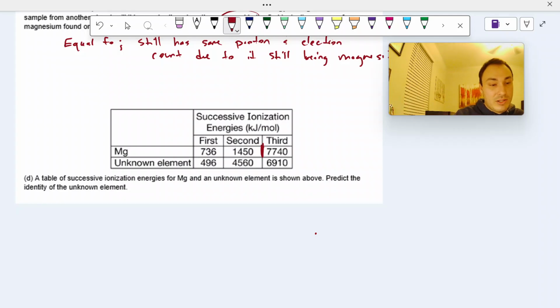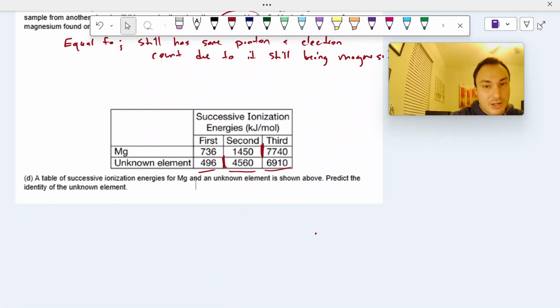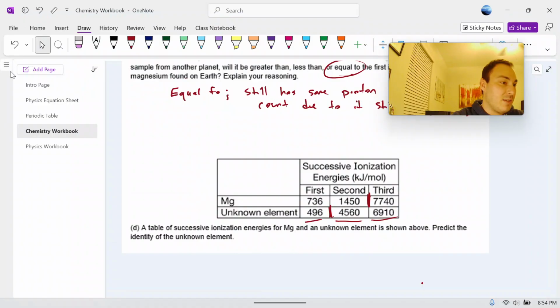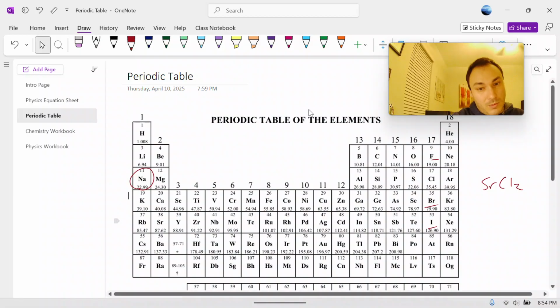For this unknown element, the big jump occurs between the first and the second, which means we can only remove 1 valence electron. And once we try to remove the second, we're removing from the core. The other thing is, these are relatively similar magnitude, so we can also infer that they are in the same period of the periodic table. So we're looking for an element with 1 valence electron in the same period as magnesium, which is sodium. Sodium is the one with 1 valence electron. So let's go back.